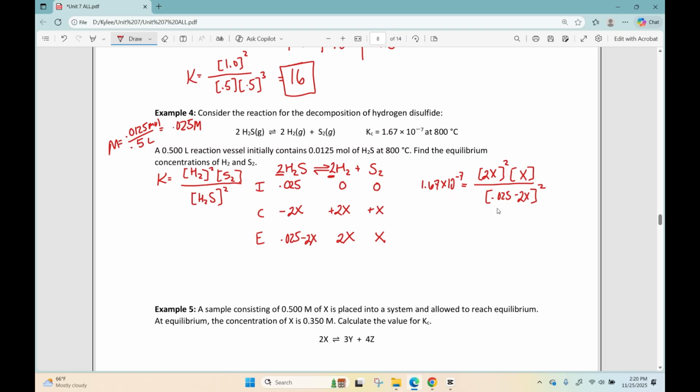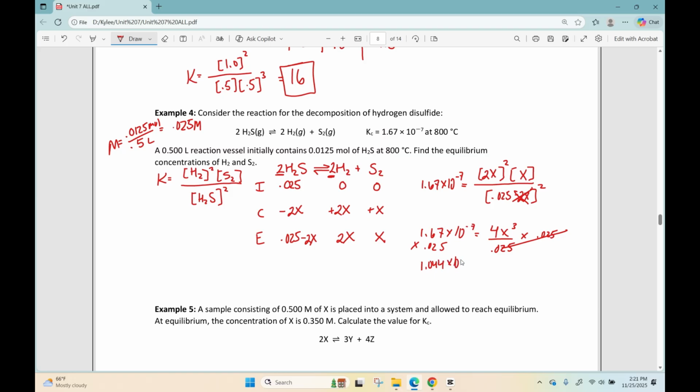because K is so small, I can assume that x is going to be very small. So I'm actually going to get rid of that minus 2x in the bottom. And if I do that, this makes it a much more manageable problem. I can rewrite it as 1.67 times 10 to the negative 7th equals 2 squared is 4, and then I have x squared times another x. So that's going to be 4x cubed over 0.025. I'm going to multiply on both sides by 0.025, so that cancels.